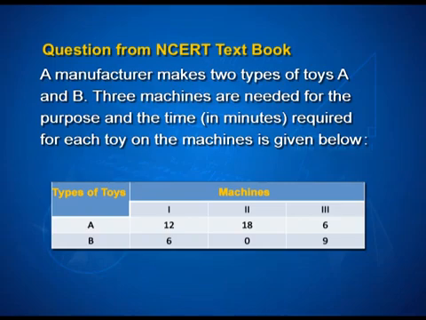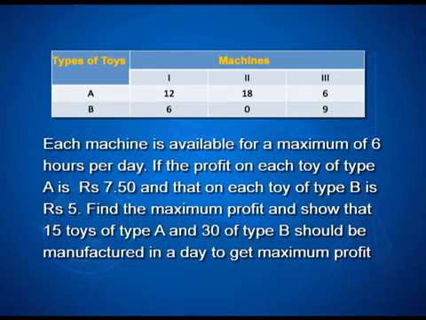As per the problem, each machine is available for a maximum of 6 hours per day. If the profit of each toy of type A is rupees 7.50 and that on each toy of type B is rupees 5, find the maximum profit and show that 15 toys of type A and 30 of type B should be manufactured in a day to get maximum profit.